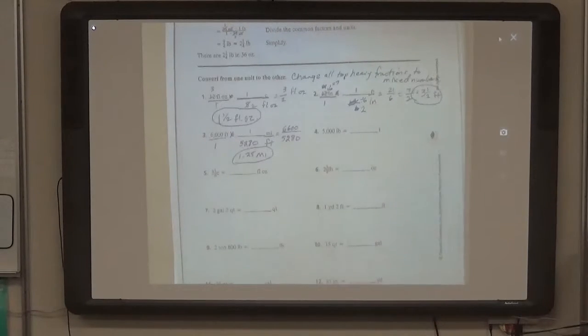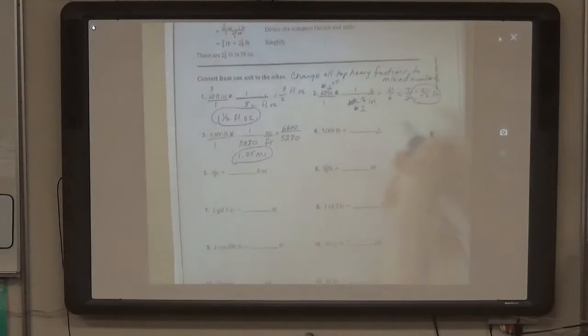How about pounds to tons? What's the ratio of pounds to tons? Look at this one. Find that one in your book. No, pounds to tons. The conversion factor from pounds to tons. In other words, 1 ton equals how much? 2,000 pounds. So write that as your conversion factor.